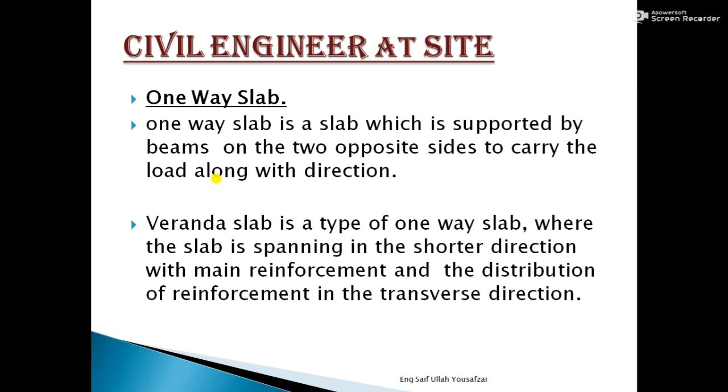And you know what, the example of a one-way slab is a veranda slab. So a veranda slab is a type of one-way slab where the slab is spanning in the shorter direction with main reinforcement. I mean that here the main bars will be in the shorter direction and the distribution bars will be in the transverse direction.